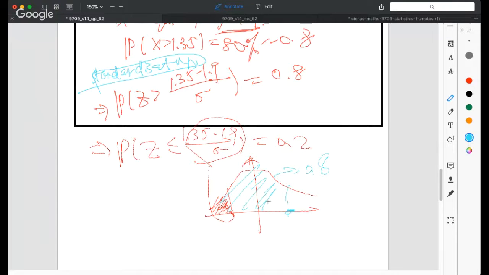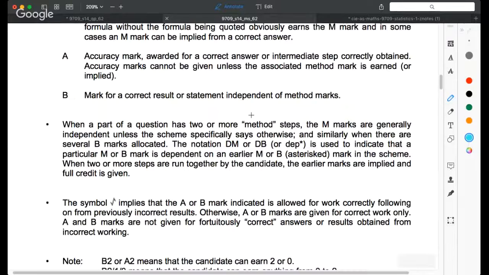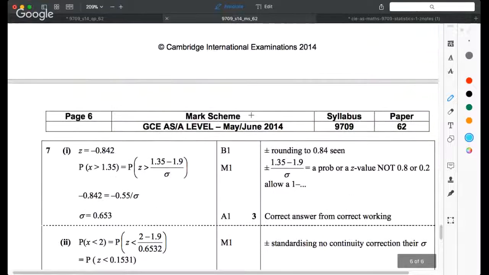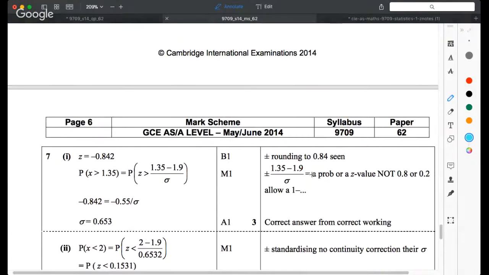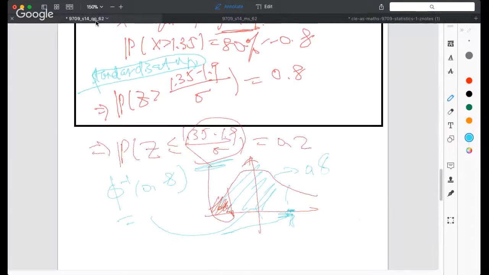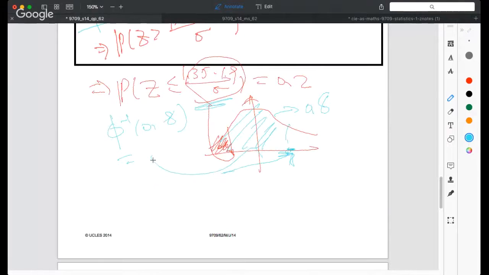Correct? So by finding the inverse phi of 0.8, we get this value. And we put a minus sign, it's just this value. So now we are looking at what's this inverse 0.8. You can also find it by yourself. So the Z value is 0.842. So we can find that the inverse of 0.8 is 0.842.